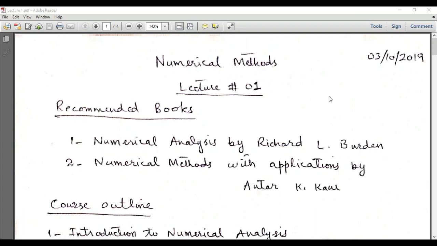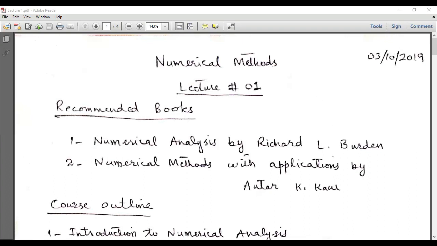Today I am going to start a new lecture series on the subject of numerical methods. In this course, I will demonstrate various numerical methods and numerical analysis tools to numerically solve complex engineering problems. These complex engineering problems include nonlinear equations, regression analysis, interpolation, numerical differentiation, and integration.